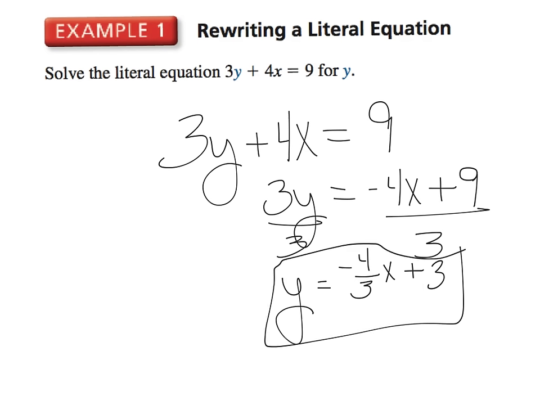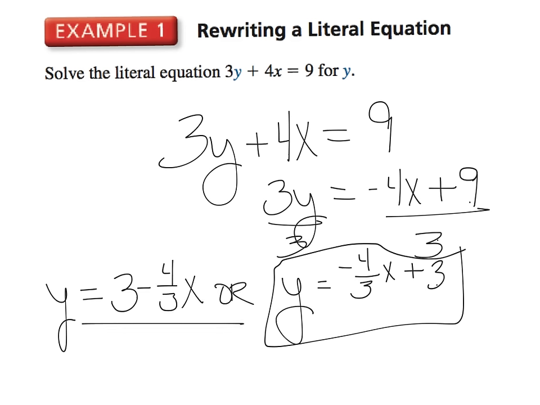The negative 4/3 x could also be negative 1 1/3 x plus 3. But remember, I have to take the 9 divided by 3 as well to give me a 3. Now, if you solved it and you got this, would this be an acceptable answer? Absolutely. These two answers are equivalent.